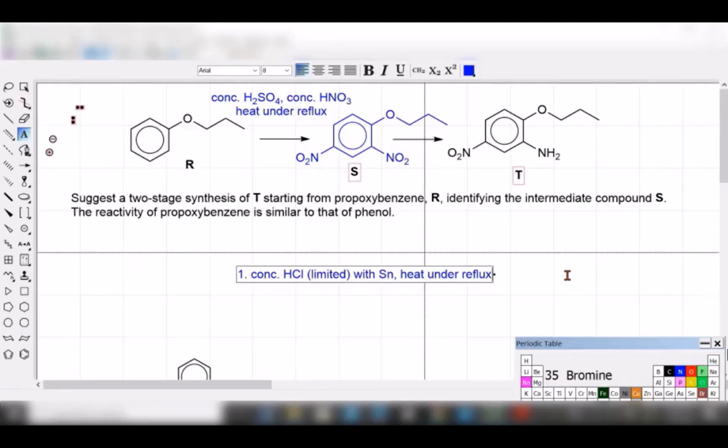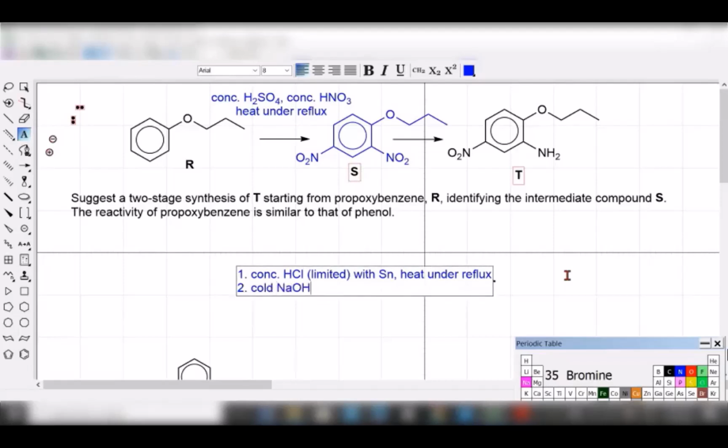This is the only thing you can give, at least at this stage. Okay, but not to forget, after you do the reduction, what happens to your NH2? It's actually protonated, right? Yeah, so you probably need cold sodium hydroxide. Okay, and this is a workup step. Okay, so I just put in the workup.